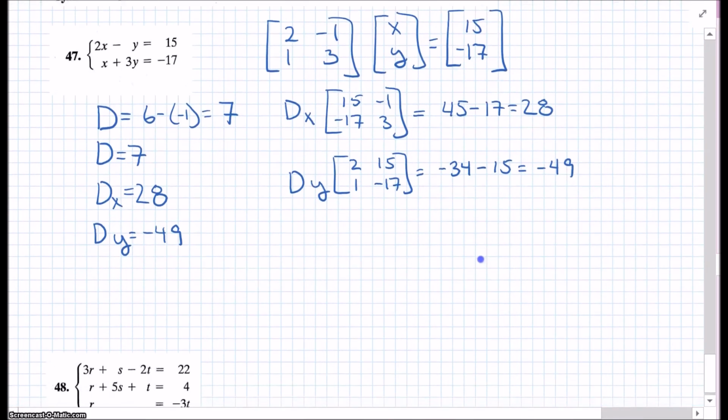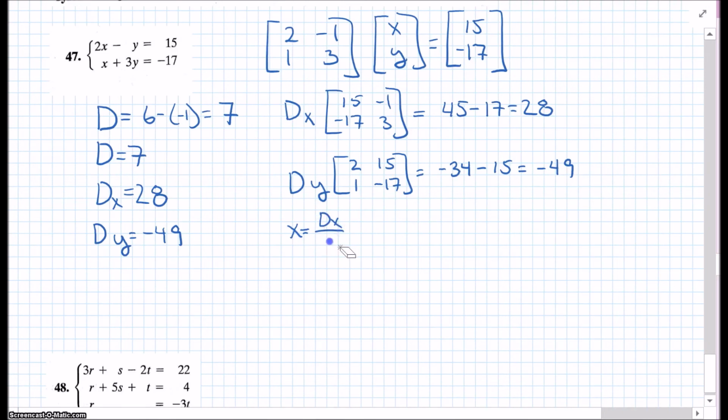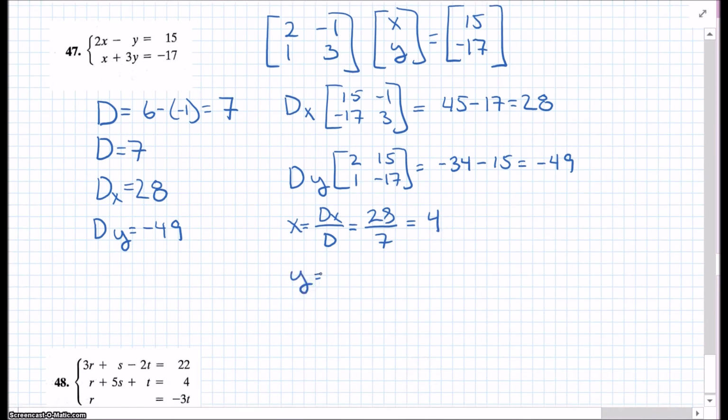So all we have to do now is x equals D sub x over D. That's going to be 28 over 7, which is 4. My y value is D sub y over D, which is negative 49 over 7, so it's going to be negative 7. So x equals 4 and y equals negative 7.